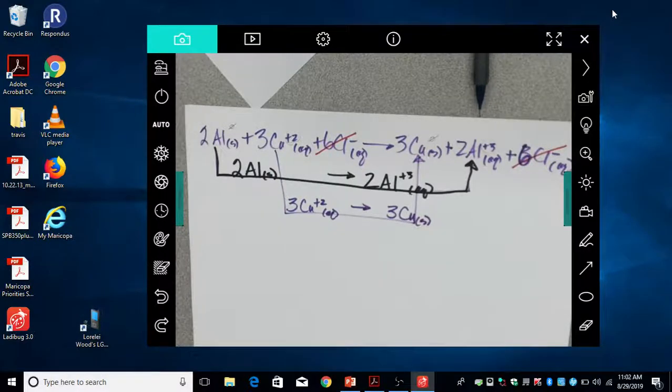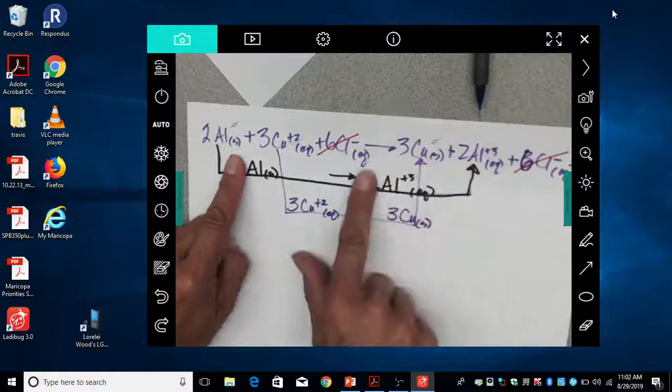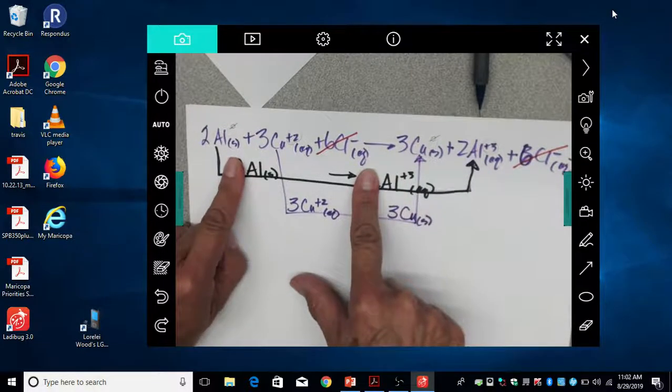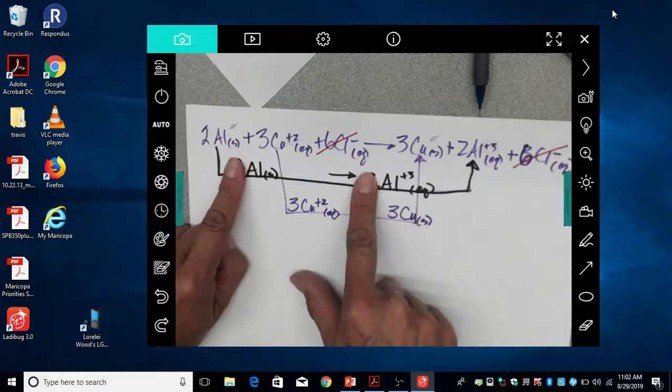Now we have to add what electrons we're moving back and forth. Let's try the top one first. If I had a single piece of aluminum and I wanted to make it an ion, what would the atom of aluminum have to do to become an ion of aluminum?